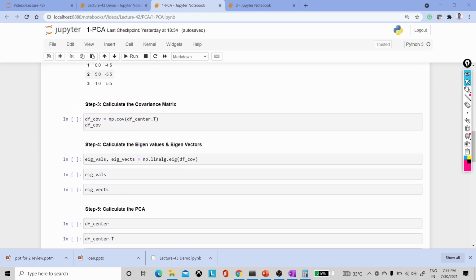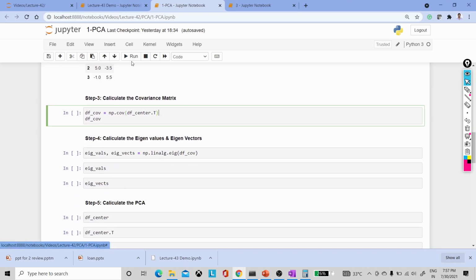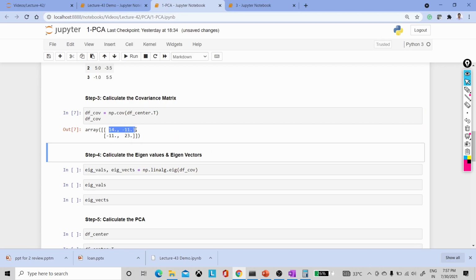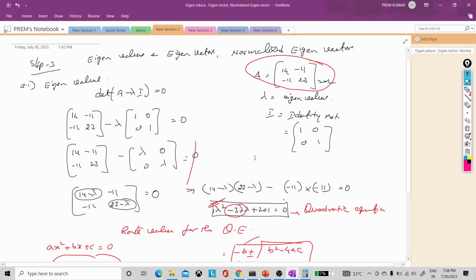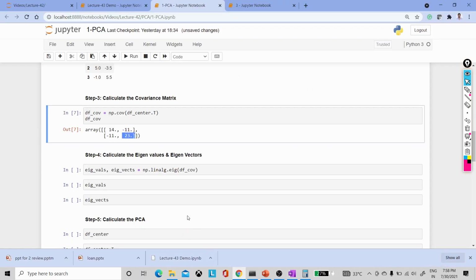Next we need to calculate the covariance matrix. So let's see, this is the covariance matrix: 14, minus 11, minus 11, 23. Exactly this covariance matrix we calculated here. So 14 comma minus 11 comma 23.